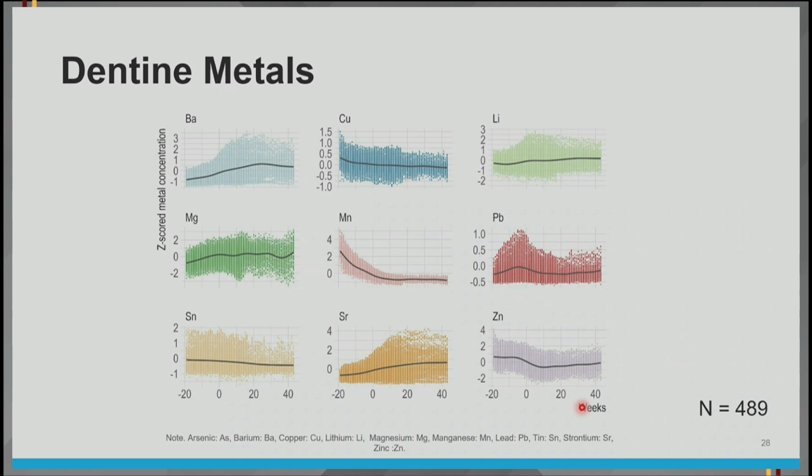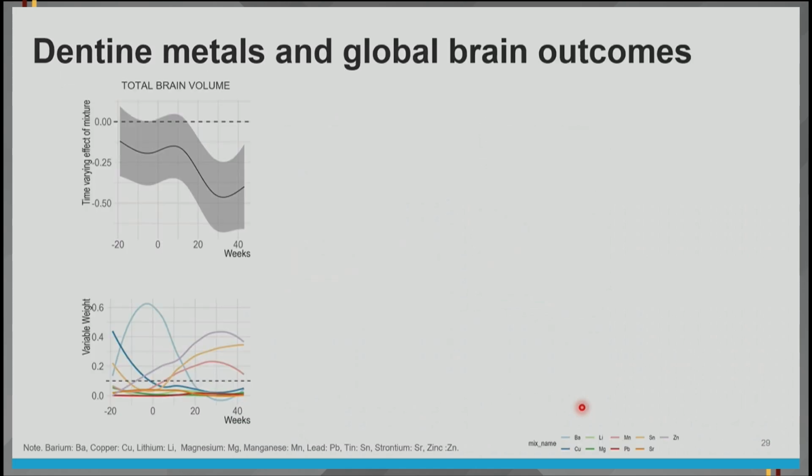We're looking at metals specifically in their teeth. This is a distribution of the 9 metals that we're very interested in, including some heavy hitters like lead and manganese, and also some metals that may be protective, like copper and zinc, but we don't really know the direction of them. So what we started to do first was link this mixture with some of those brain outcomes that I introduced you to. We looked at how metal exposure in these critical windows in the developmental period associates with brain outcomes in adolescence.